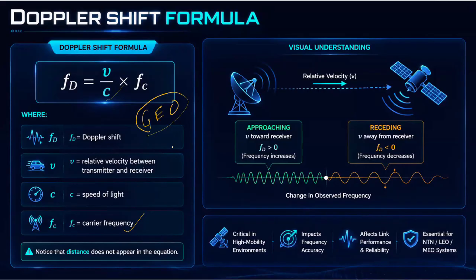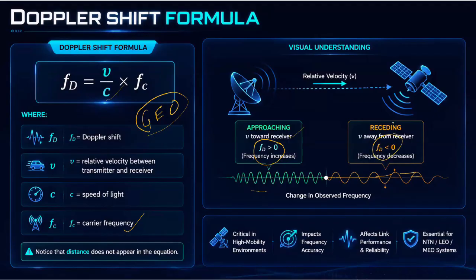Here we have two possible situations. The first is approaching the receiver. When the satellite is moving towards the receiver, the radio waves become compressed, and compression causes the received frequency to increase. Therefore, the Doppler shift is positive when the satellite is moving towards the receiver. When it is receding from the receiver, the radio waves become stretched apart. As a result, the received frequency decreases and the Doppler shift becomes negative.